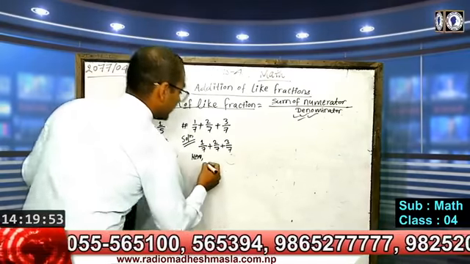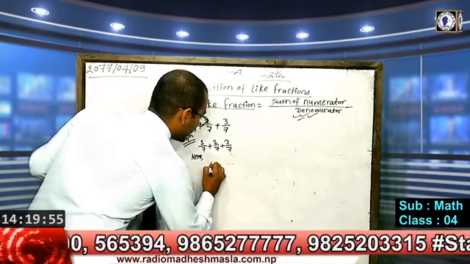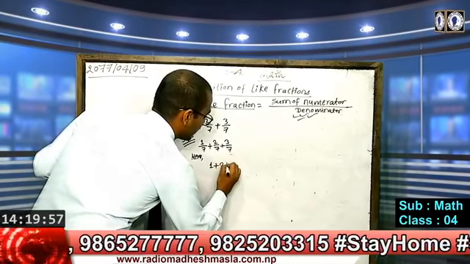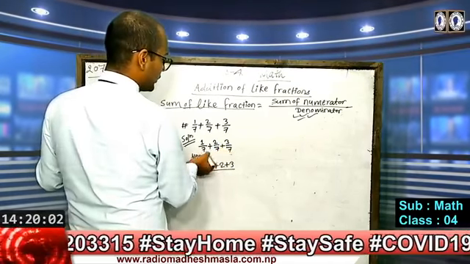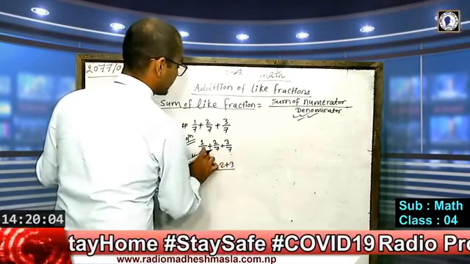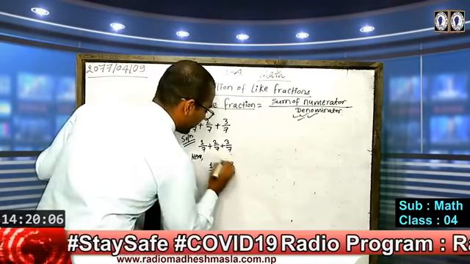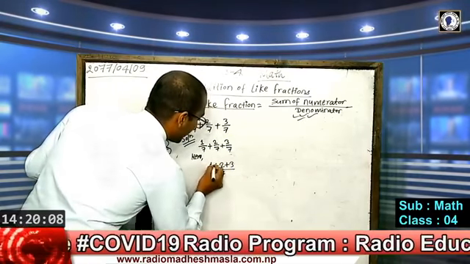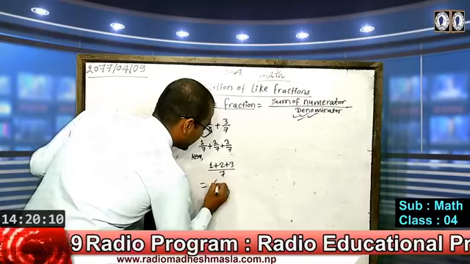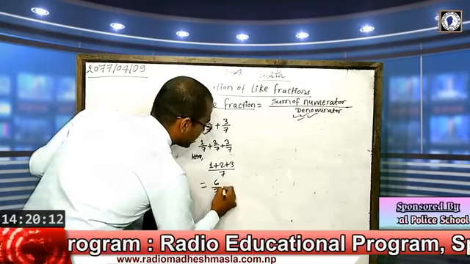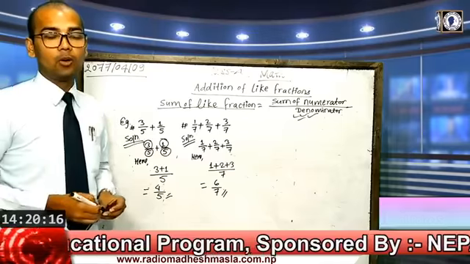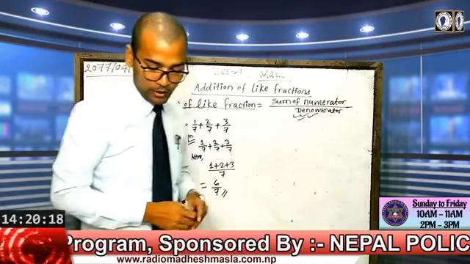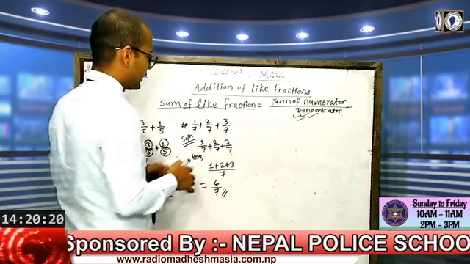Sum of numerators, so that numerator is 1 plus 2 plus 3, and there is the same denominator, so we should write it once, that is 7. We should write here only 7. Then after we get 1 plus 2 plus 3, 6, so 6 by 7. Yes, that is our answer. I hope you are getting it. In the same way, let's take another example.